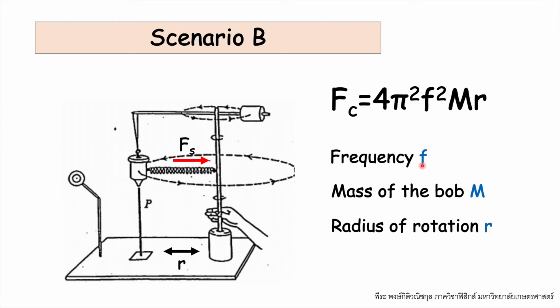F is the frequency of the rotation. This capital M is the mass of the bob. R is the radius of the rotation. This R is also the distance from the bob to the pole in scenario A. Therefore, the spring force in both scenarios is the same. The centripetal force must also be equal to mg from scenario A.